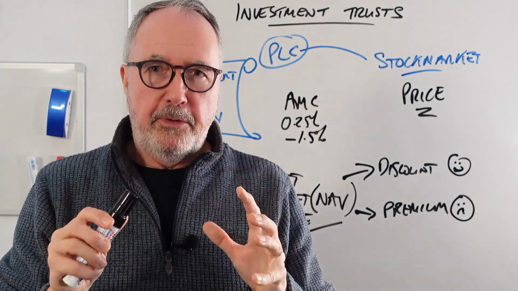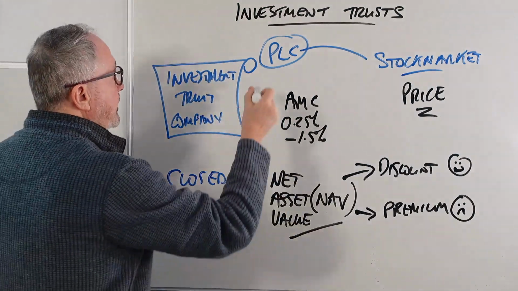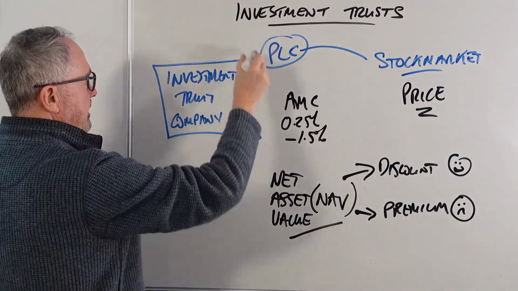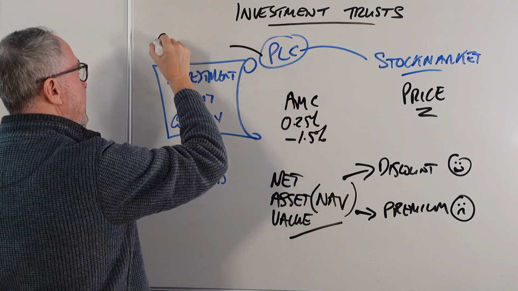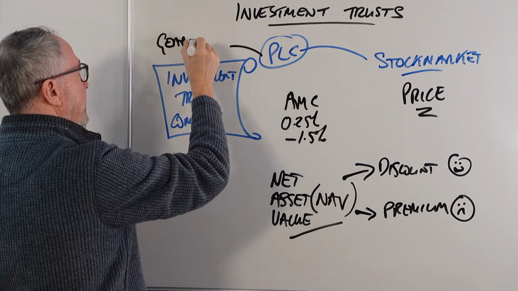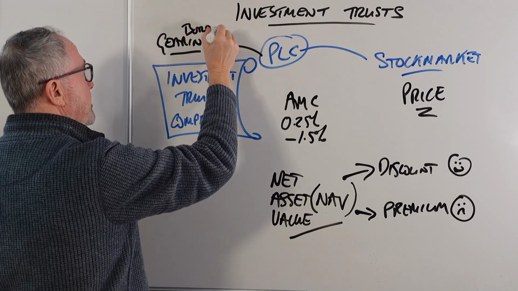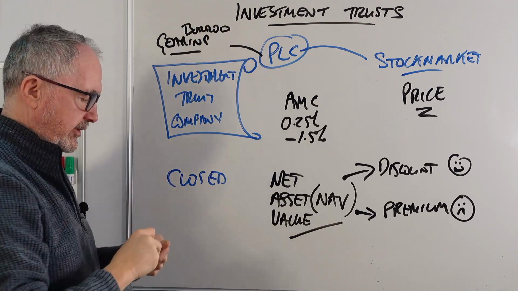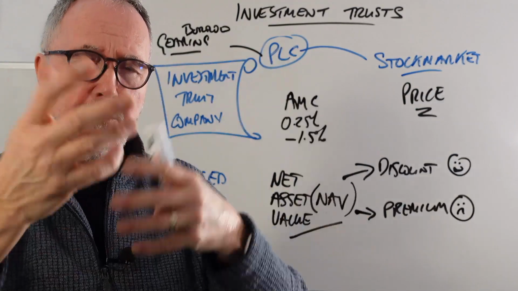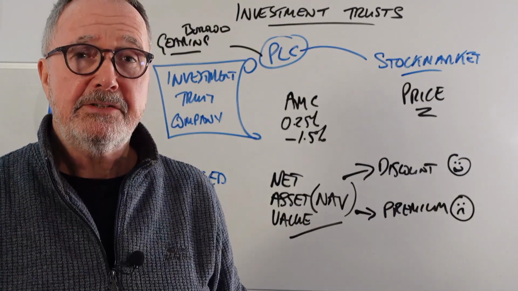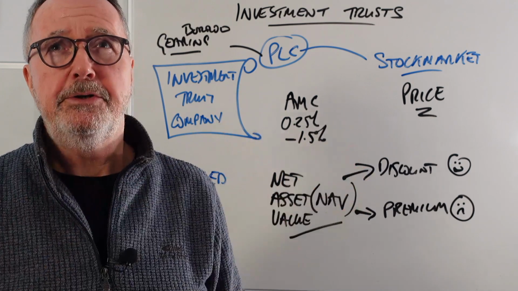Well, the next point is gearing. This, remember, is a company. It's a PLC, and it's running a fund, if you like. Now, as all PLCs, they can borrow money, or they can do what's called gearing. They can borrow money from the bank, if you like, in order to expand their coffers, in order to buy more shares and do some more dealings. Now that's a particularly useful advantage of an investment trust. OICs and unit trusts can't do that.